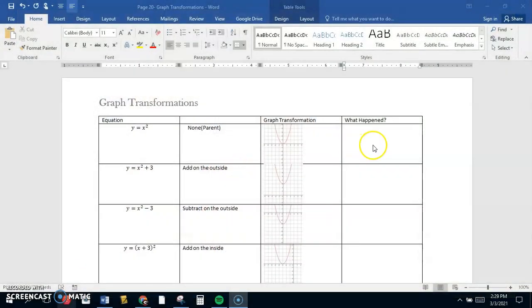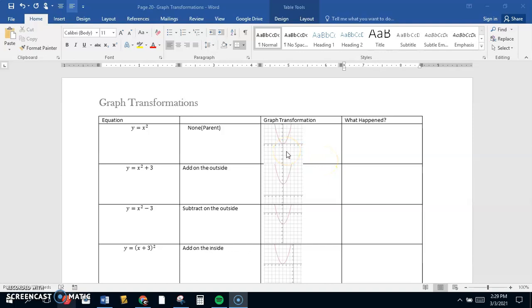All right, so we're going to talk here about graph transformations on quadratics, and it's important that as you watch this video you have your guided notes to use alongside it, and that would be these notes that you see here. And what we're looking at is what happens to the graph of a parabola, of a quadratic function, when you do certain things to it.